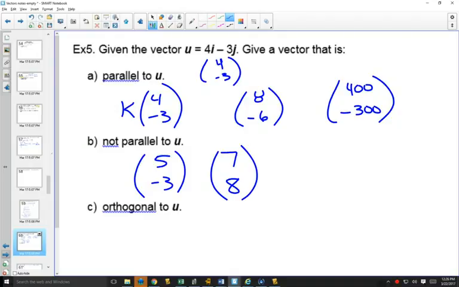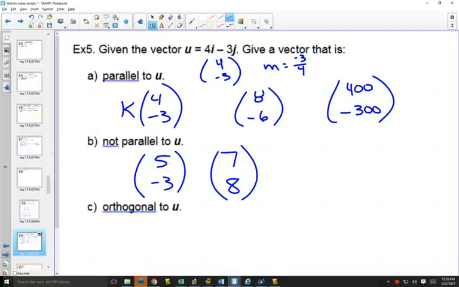Now, if you need something to be perpendicular or orthogonal to 4, -3, how did we do that with slopes? Because one thing I want you to think about is if 4, -3 is your vector, then your slope of this one is -3/4. Because your slope is your rise, which is your y, divided by your run, which is your x. And so if my x is 4 and my y is -3, then my slope is going to be -3/4.